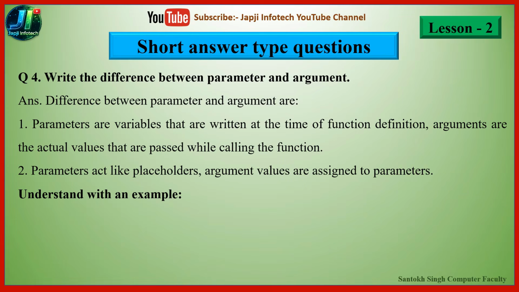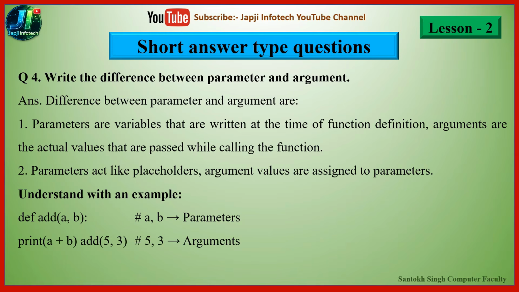So take a look at an example. So the function is def space add, then parenthesis open, then a comma b, parenthesis close, then colon. So in this function a and b are the parameters, and in the next statement print parenthesis open a plus b parenthesis close. Then the next calling function is add, then parenthesis open 5, 3, then parenthesis close. So here 5 and 3 are the arguments. So here a and b are parameters, while 5 and 3 are the arguments.